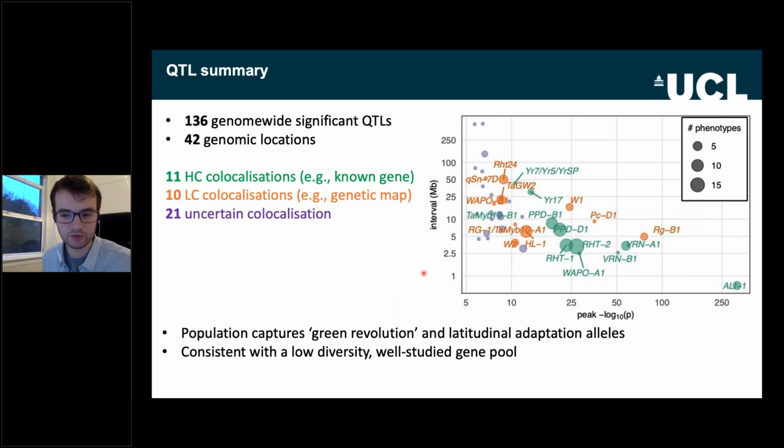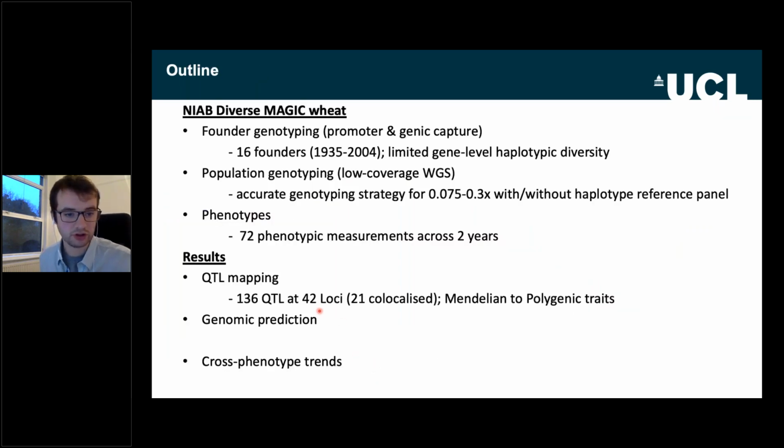So you may have noticed that we've captured some of the most well-known variants, such as green revolution alleles or photoperiod genes for latitude flowering time. But generally, I think the fact that a substantial fraction of these QTLs can be co-localized in this diverse population is partly a function of the fact that this is a relatively well-studied gene pool, but perhaps it could also reflect the overall low gene level haplotypic diversity among the founders that I mentioned earlier. Okay, so the QTL mapping there has shown a variety of different genetic architectures for different traits, varying from Mendelian to polygenic. And next, I'm going to discuss genomic prediction for those same traits in this population.